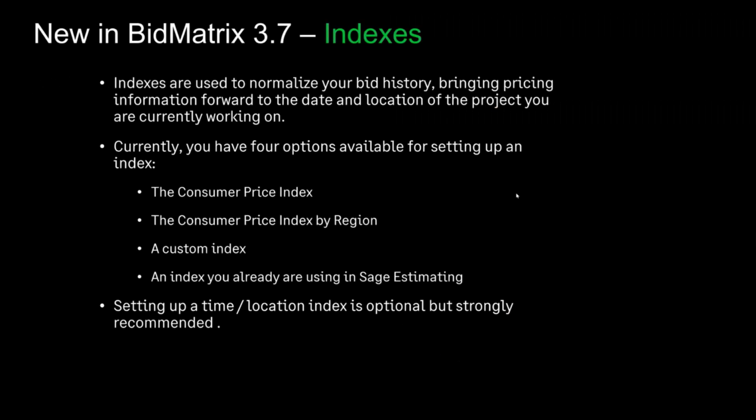Also new in BidMatrix 3.7 is our indexes. Indexes fall underneath your libraries tab. Indexes are used to normalize bid history. Indexes are what are used to take your historical bid information and bring the pricing information forward to the date and location of the project you are currently working on.